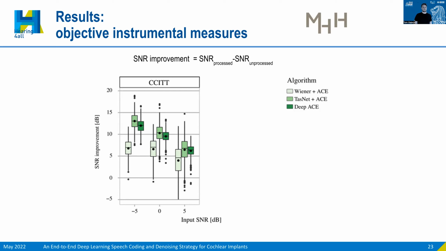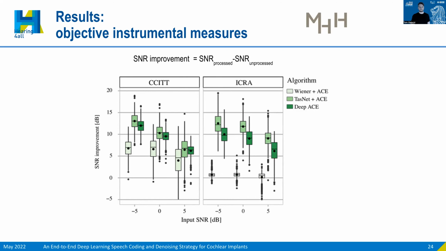And on the y-axis, we have the actual SNR improvement. In this case, we tested it for the CCITT background noise. And we can see that all the algorithms obtain in general a mean SNR improvement. This is what we obtain when we mix this speech with ICRA modulated noise. We can see that TasNet and dpace are consistent or robust in terms of different noises, but Wiener here fails to give a substantial benefit with respect to the unprocessed signal.